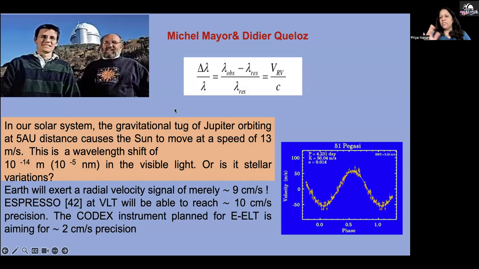And basically what they use is the Doppler effect: delta lambda by lambda is equal to v_r, the radial velocity, divided by c. So if you can measure the delta lambda, the shift in the spectral line, you can measure the radial velocity.